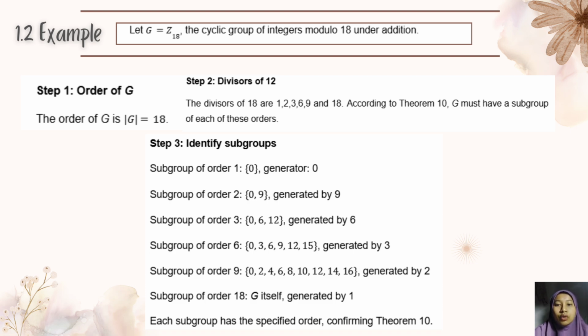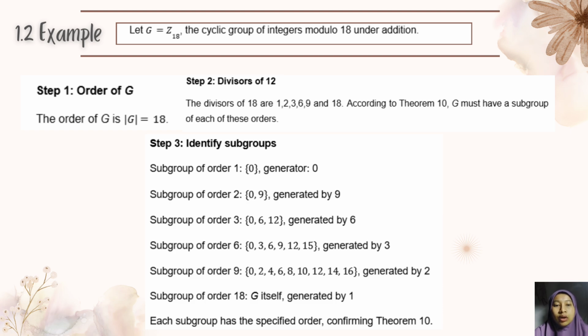Step 3, we will identify the subgroups. The subgroup of order 1 is 0, generated by 0. The subgroup of order 2 is 0 and 9, generated by 9. The subgroup of order 3 is 0, 6 and 12, generated by 6. Besides, the subgroup of order 6 is 0, 3, 6, 9, 12 and 15, generated by 3.